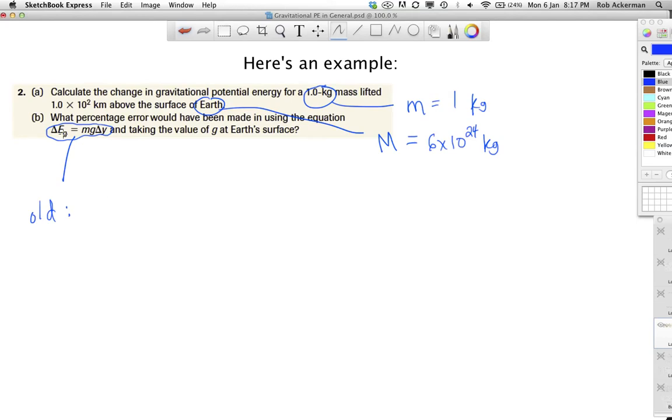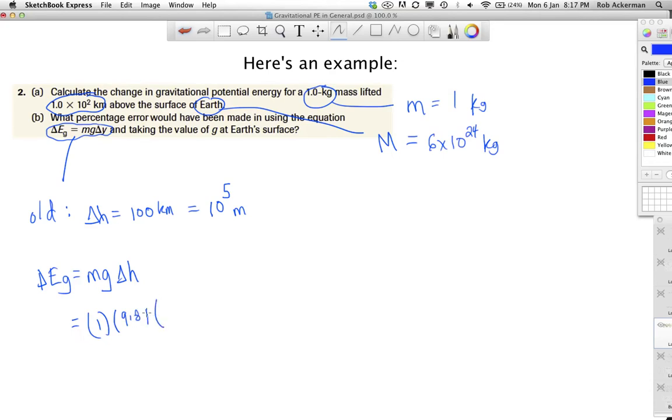what you would do is you would say, okay, well, I'm lifting this up 100 kilometers, so you would put in delta h equals 100 kilometers, and of course you'd convert that to meters, so what's that going to be? It's going to be 10 to the 5 meters, and you would just do delta EG equals mg delta h. You'd plug in your 1 kilogram, you'd plug in your 9.8, you'd plug in your 10 to the 5, and what would you get? Well, you'd get 9.8 by 10 to the 5. That wasn't too hard to do.